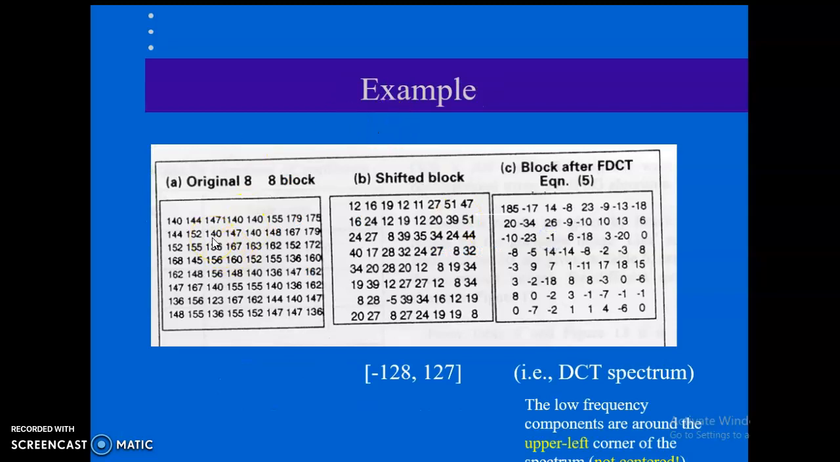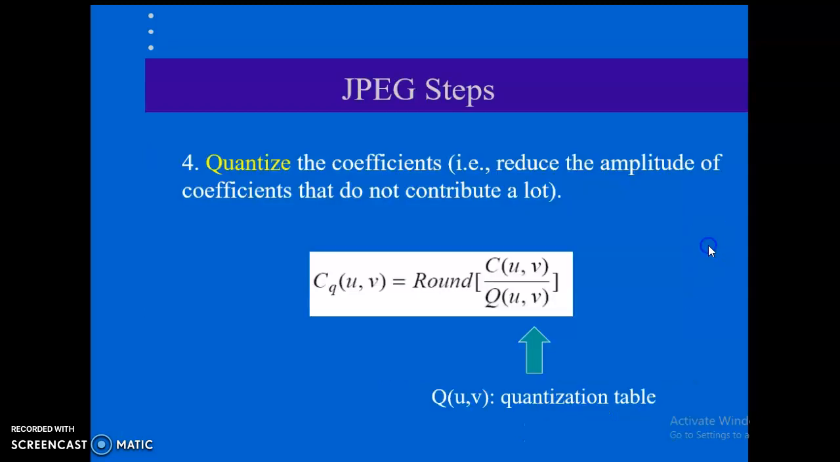Example: original 8 block, 1 2 3 4 5 6 7 8, repeated in each row. Here the shifted block. Here the block after FDCT, equation 5. DCT spectrum: the low frequency components are around the upper left corner of the spectrum, not centered.